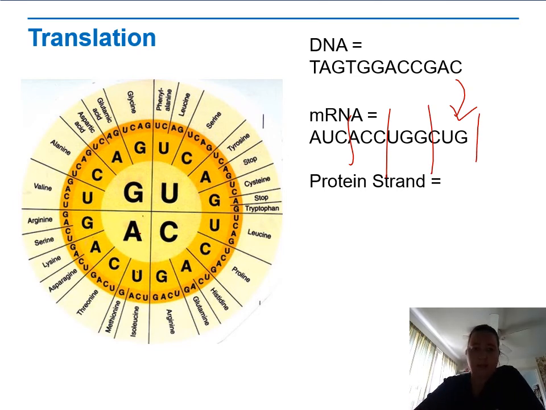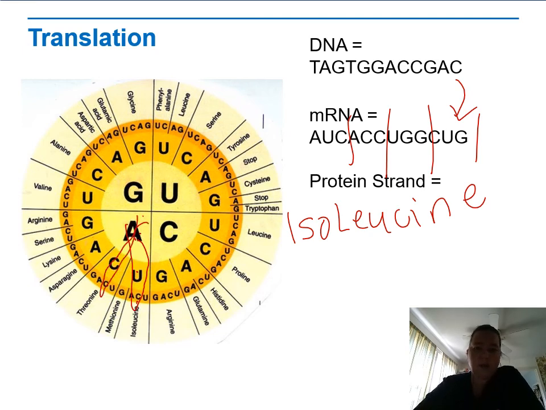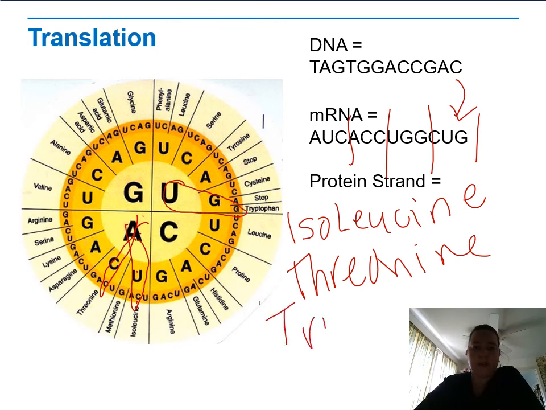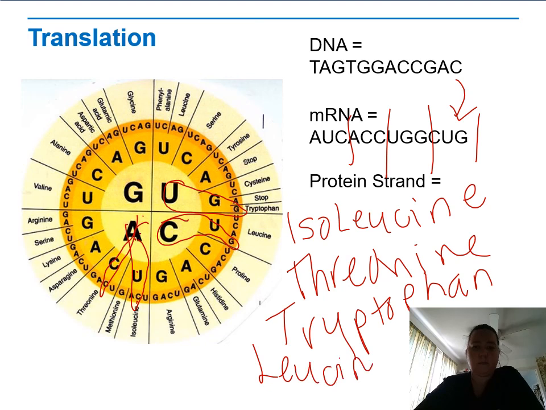AUC is isoleucine. Now we've got ACC, which is threonine, and then UGG, which is tryptophan, and then CUG is leucine. And then that would be the protein chain. So that's how it works.